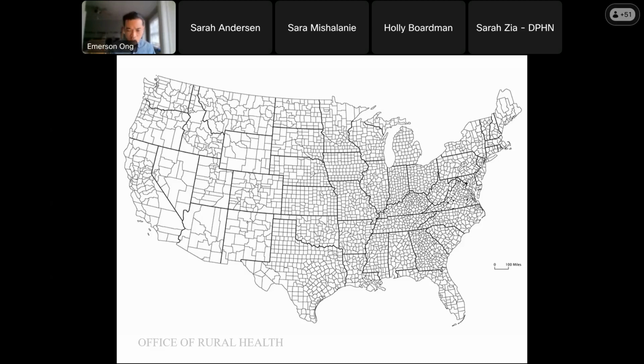And so we wanted to be able to present the rural communities we serve with relevant data for their community. And in order to do that, we wanted to break the state down into smaller geographic elements.